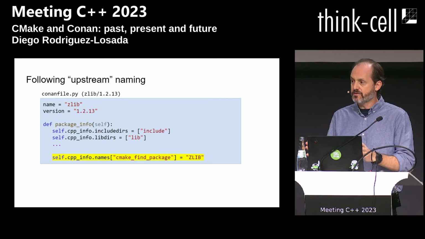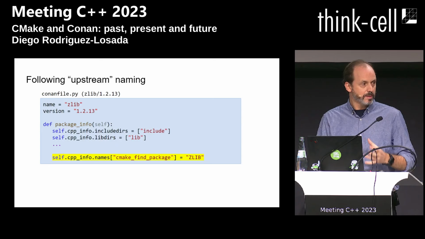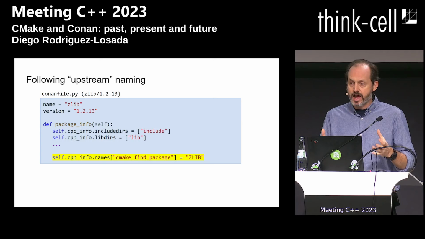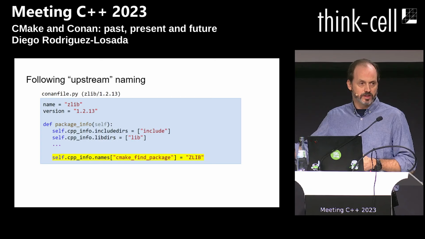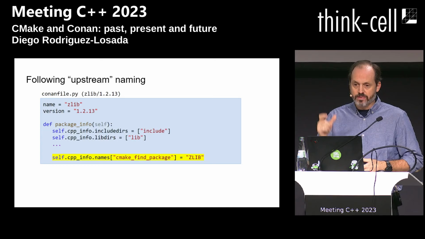So then what we did is, okay, it's no problem. We have a method in recipes that is dedicated to define the information for the consumers. We have the package info method. And where we are defining everything, the include directories, the library names, let's define here what is the name of the targets that CMake should be creating, or the name of the files. And in this case, we added a section there, called the names, and we could then define, okay, this is going to be uppercase.